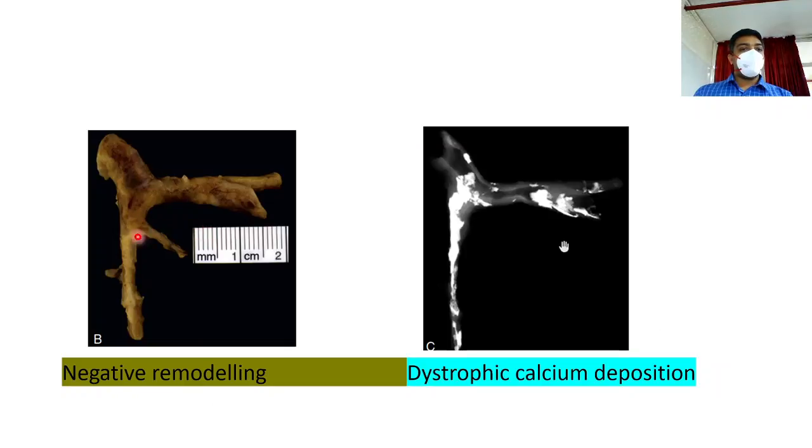And on a gross specimen, we may see the negative remodeling. This is the area of the CTO. This is the LMCA, circ and LAD. So negative remodeling is present. That is the area where it has become smaller. Then when we subject it to an angio, we can see that there is dystrophic calcification, calcium deposits present there.